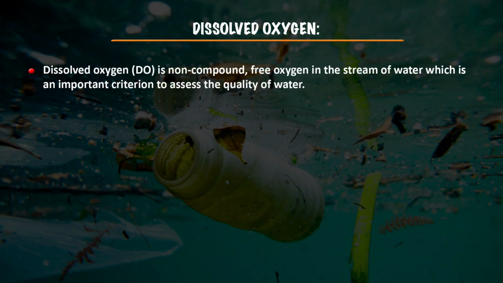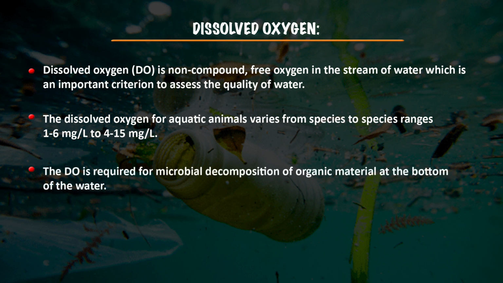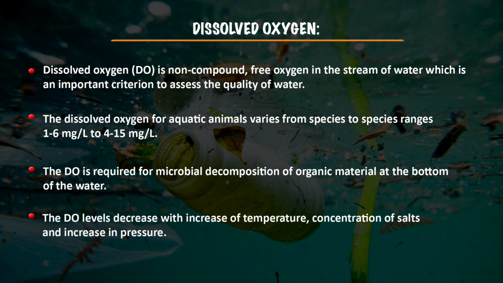If you consider another parameter, that is dissolved oxygen, it is non-compound free oxygen in the stream of water, which is an important criterion to assess the quality of water. The dissolved oxygen requirement for aquatic animals varies from species to species, of course, from 1 to 6 milligrams per liter to 4 to 15 milligrams per liter. Dissolved oxygen is highly required for microbial decomposition of organic material at the bottom of the water. The DO levels decrease with the increase of temperature, the concentration of salts, and the increase in pressure also. And the next one is the total dissolved solids, TDS.